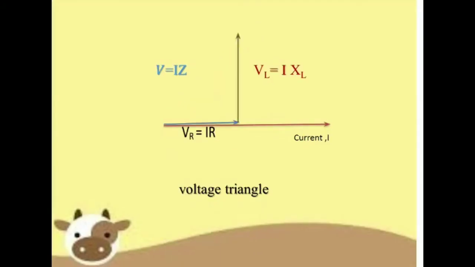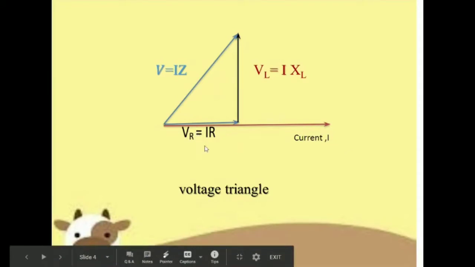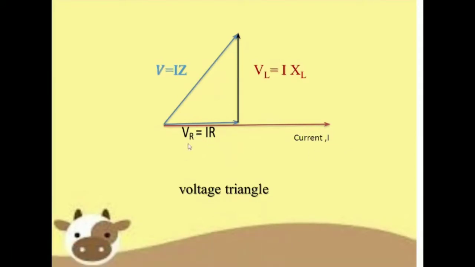If we multiply all the sides by current, you will get the voltage triangle. In a resistance, the voltage across it is in phase with the current. VR, the voltage across the resistance, is given by current into resistance. That will be in phase with the current. So this IR phasor is in phase with current. And what about the voltage across the inductor? In a pure inductor, current lags behind the voltage by 90 degrees. So there is a 90 degree phase difference between the voltage across the inductive reactance and current. So that will be exactly 90 degrees.